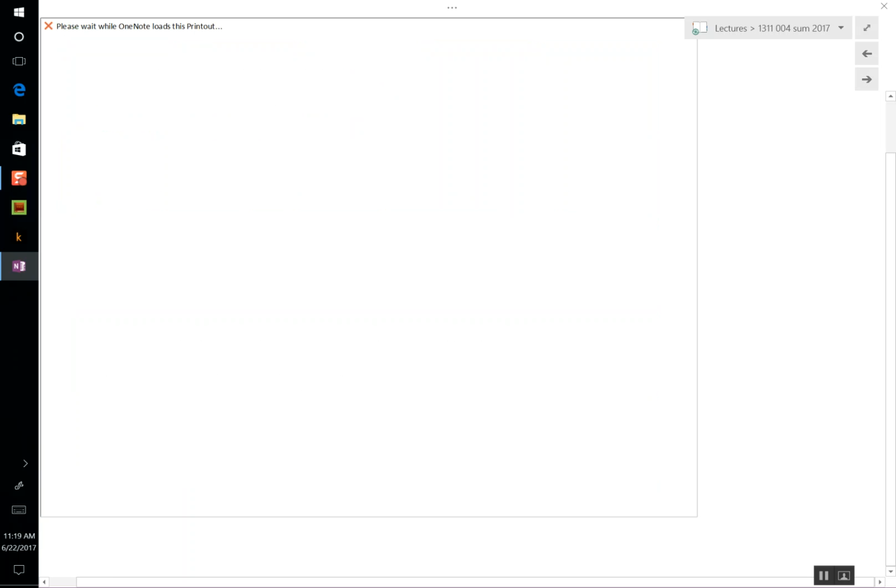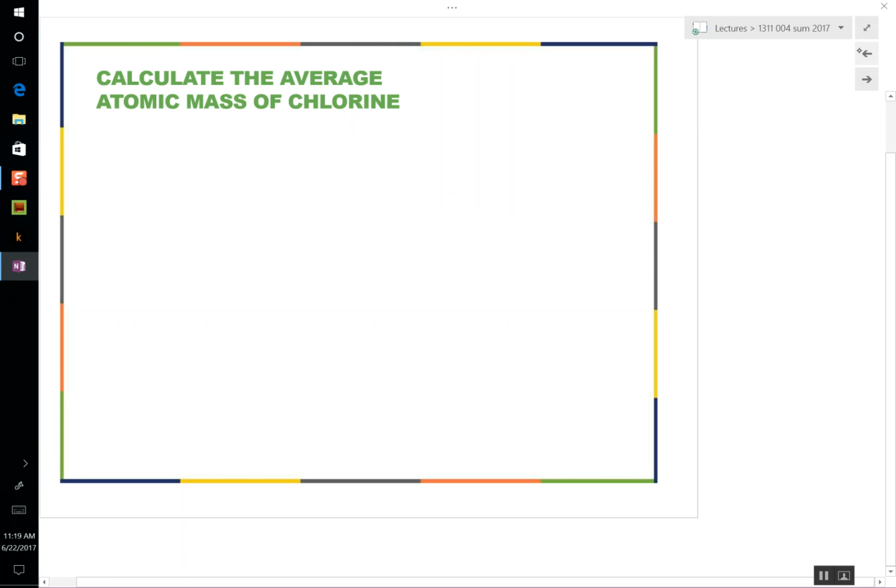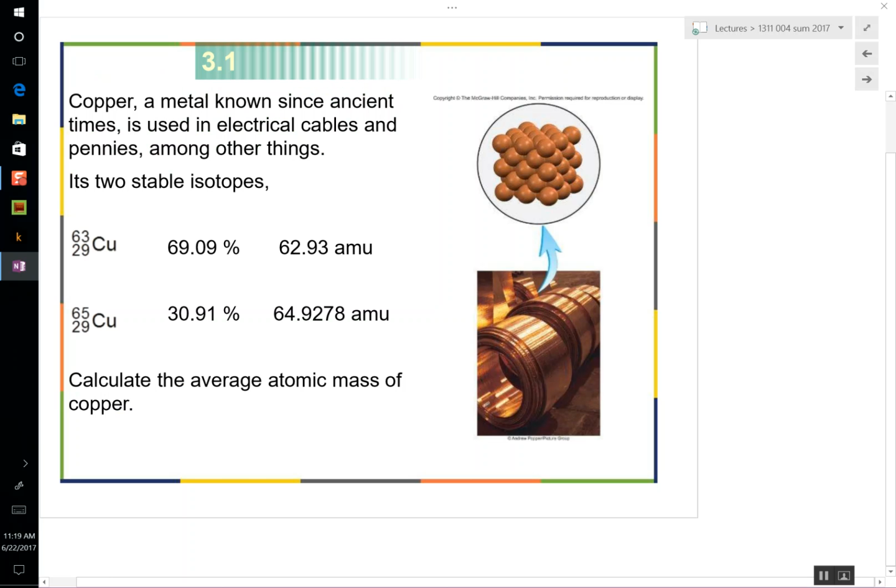All right, why is that slide blank? I guess I left that blank to develop how you get those average atomic masses. These will appear on the quiz. Here's another one. Copper. Did one of the instructors do this one for you?